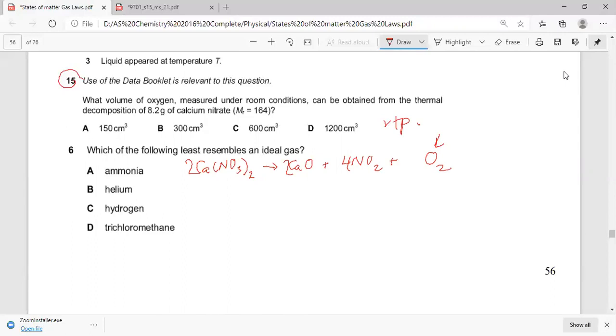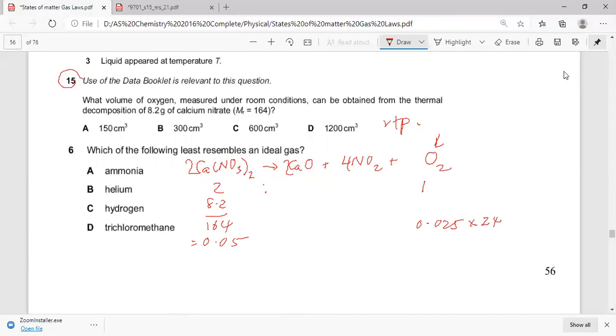Thermal decomposition, very simple here. So 2 moles will give you 1 mole of oxygen. Simple as that. So 8.2 grams is 8.2 over 164. How many moles is that? I found it to be 0.05 moles. So 2 moles give you 1 mole, and 0.05 moles will give you 0.025 moles. At RTP, 1 mole of gas occupies 24 dm cubed.